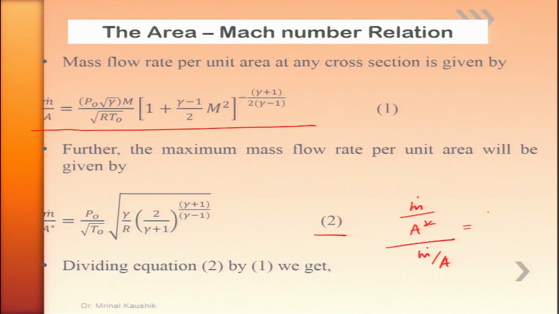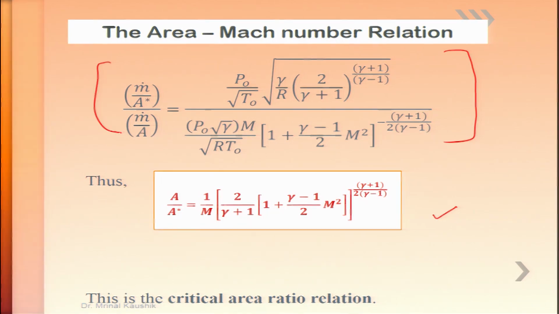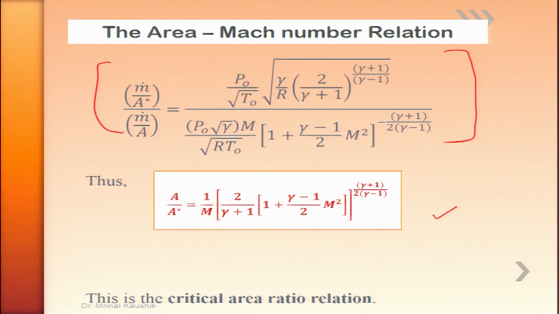This gives you inherently A by A star and something on the right-hand side. Doing the mathematical exercise here gives you such a broad expression, something like this. Solving this expression, the final expression we must remember is that A by A star is equal to 1 by M, times 2 by gamma plus 1, times 1 plus gamma minus 1 by 2 M square, to the power gamma plus 1 upon 2 gamma minus 1. Though it is a big expression, it leads to fantastic results. Let us plot this result.